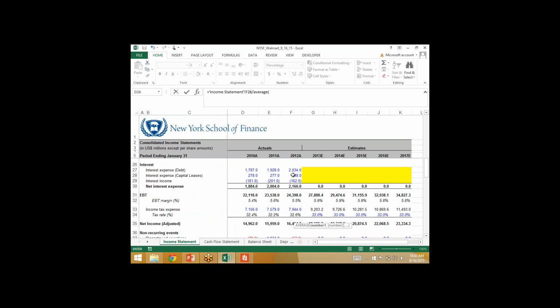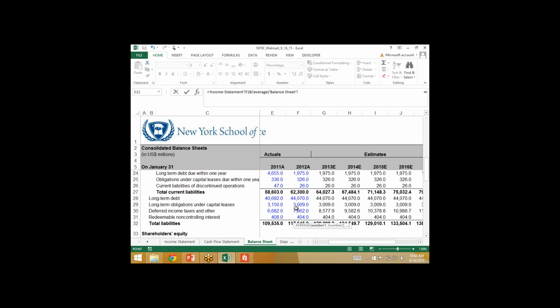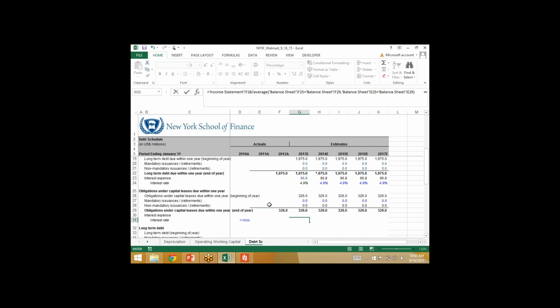guys got that so far? Balance sheet, 2012 and 2011 short-term and long-term. So I'm going to do capital leases due within 1 year plus long-term capital leases, comma, same thing in the year before. Short-term plus long-term, comma, short-term plus long-term 2011. Capital leases due within 1 year, short-term, plus capital leases. Enter, 8.4%. Some people look lost.